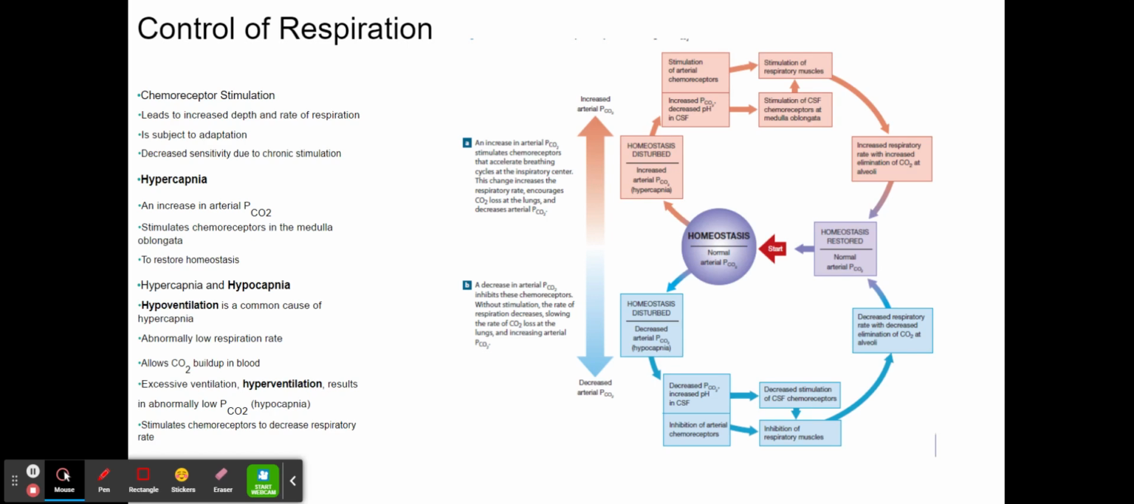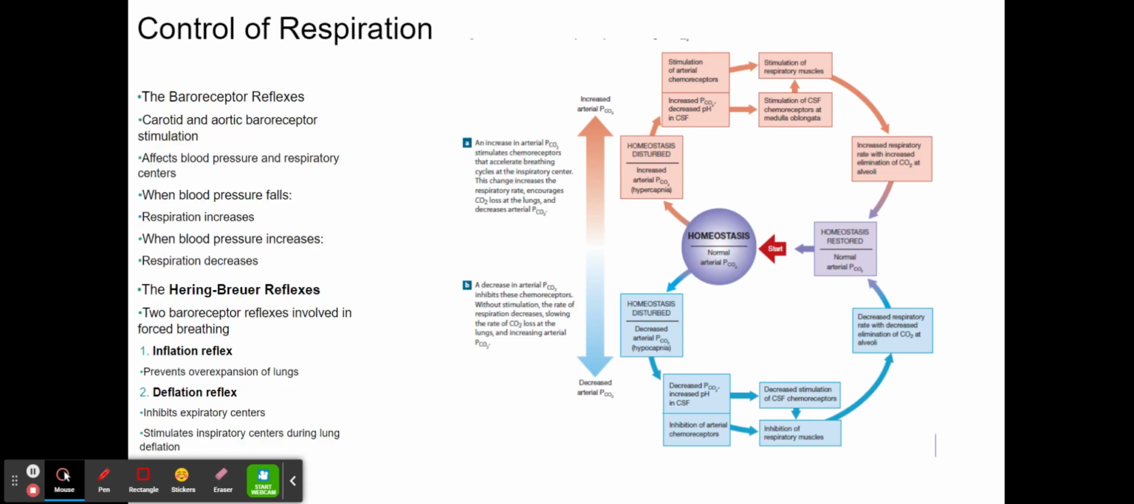Hyperventilation gradually leads to hypocapnia and abnormally low PCO2. If the arterial PCO2 drops below normal levels, chemoreceptor activity decreases and the respiratory rate falls. This situation continues until the PCO2 returns to normal and homeostasis is restored.